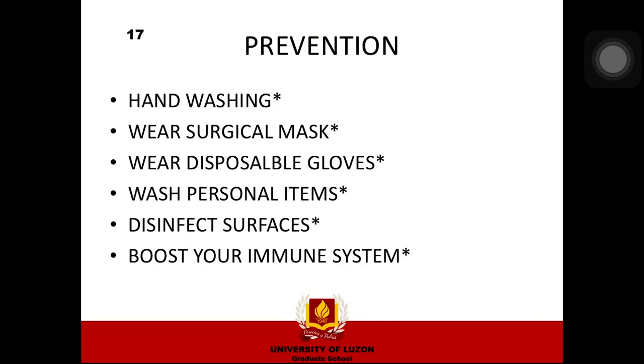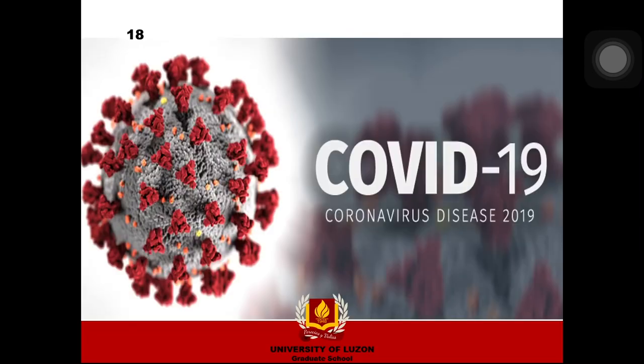So the prevention for severe acute respiratory syndrome is first we need to do hand washing for at least 20 seconds, and if you do not have soap and water, at least you can use hand sanitizer. Always wear a surgical mask, wear disposable gloves, wash personal items, disinfect surfaces, and boost your immune system by acquiring a healthy lifestyle. So last we have COVID-19 or the novel coronavirus 2019.